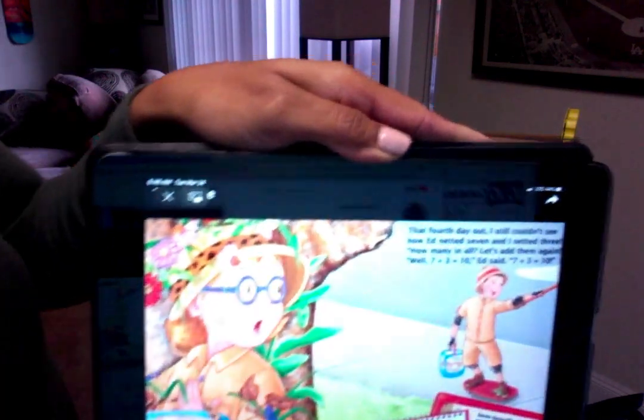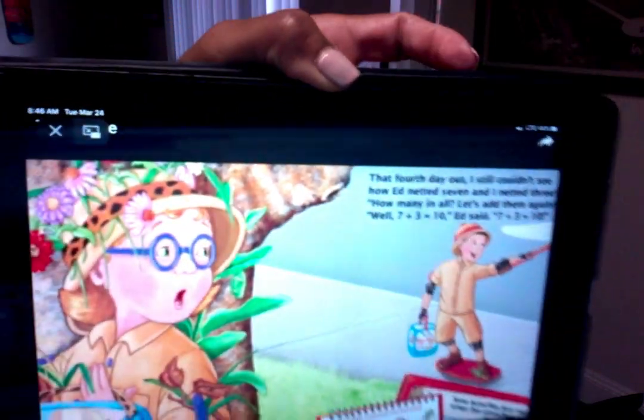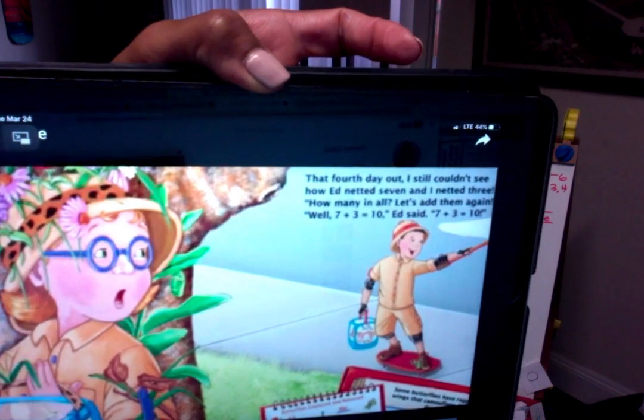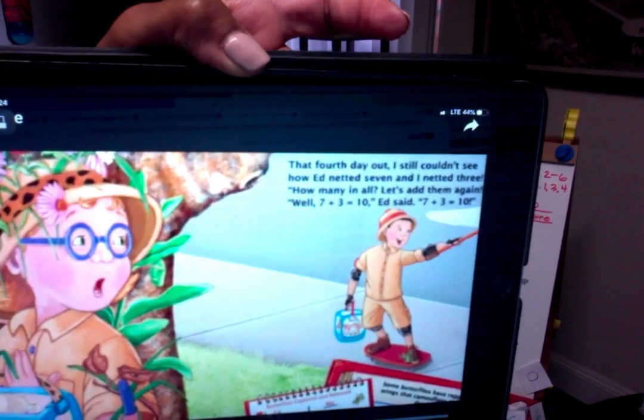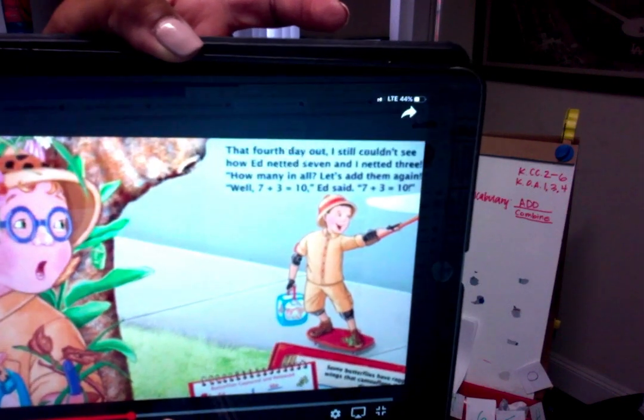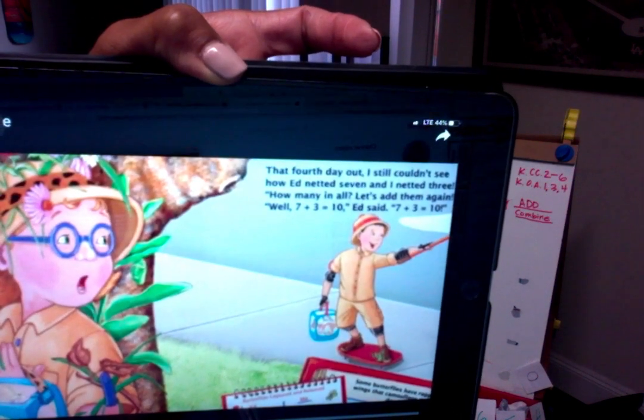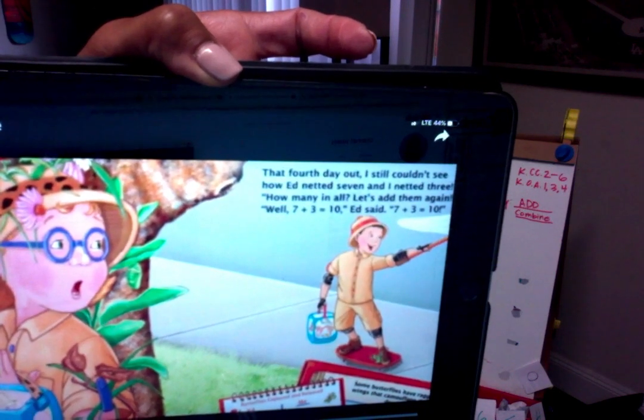Okay. The fourth day out. Oh, there you go. The fourth day out, I still couldn't see how Ed netted 7 and I netted 3. How many in all? Let's add them again. Well, 7 plus 3 equal 10, said Ed. 7 and 3 make 10.